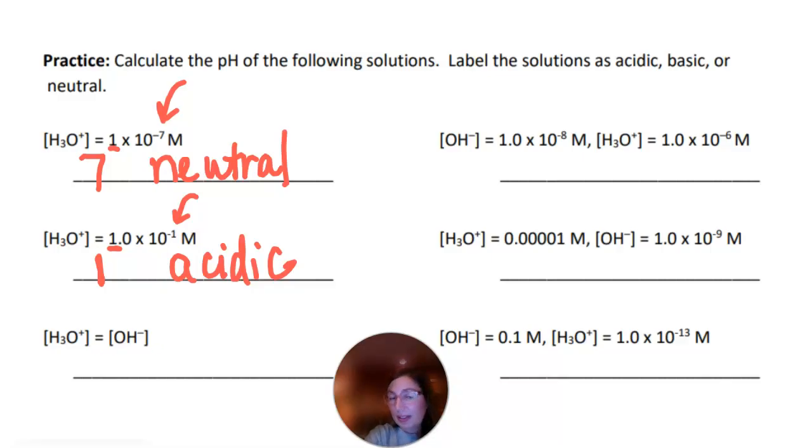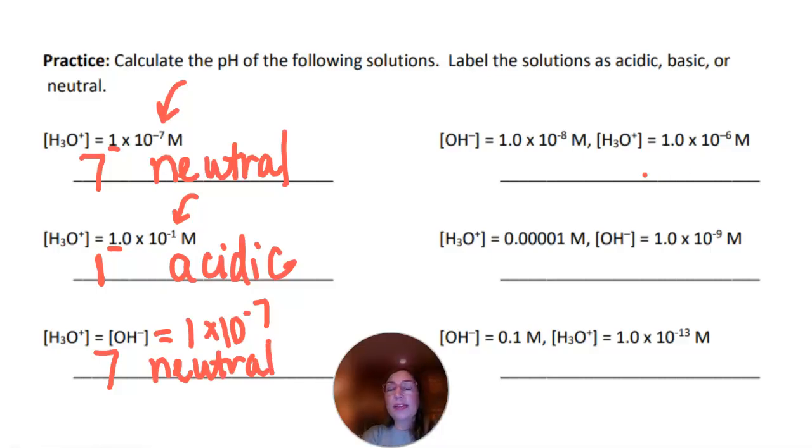When H3O plus equals OH minus, we know that only happens in a neutral solution. By the way, then we know that the H3O plus is 1 times 10 to the minus 7. So it's the same as the first one. pH is 7, and that is totally neutral. Okay, how about in this next one?